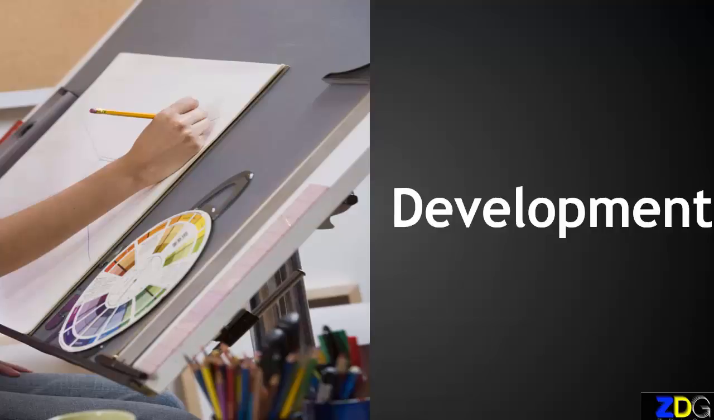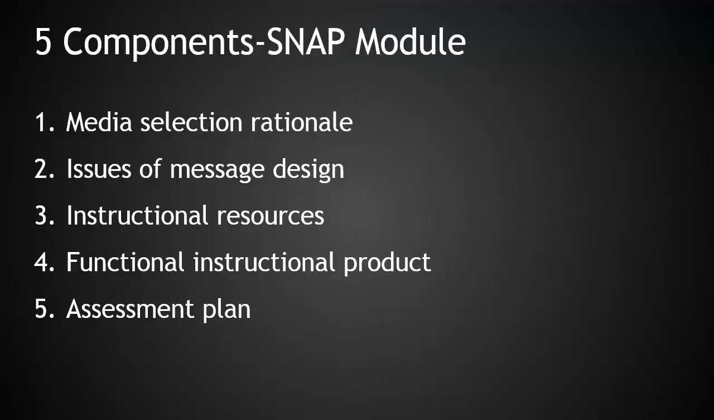The development stage is where the course is planned. Using backward design and the information from the analysis and design phases, we had a good idea of the direction we needed to move in to develop the module. There are 5 components in the design phase: the media selection rationale, issues of message design, instructional resources, functional instructional product, and the assessment plan.